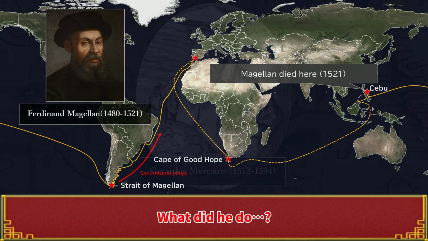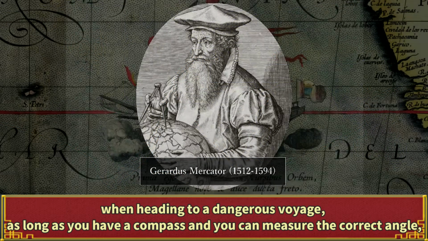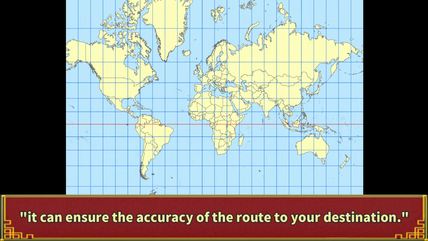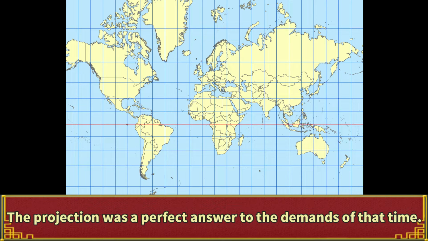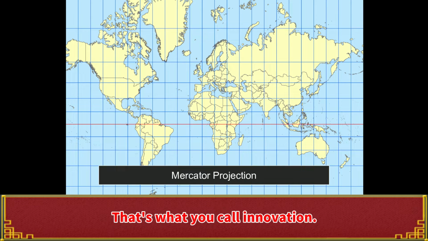What did he do? Anyways, when heading to a dangerous voyage, as long as you have a compass and you can measure the correct angle, it can ensure the accuracy of the route to your destination. The projection was a perfect answer to the demands of that time. That is the Mercator projection. That's what you call innovation.